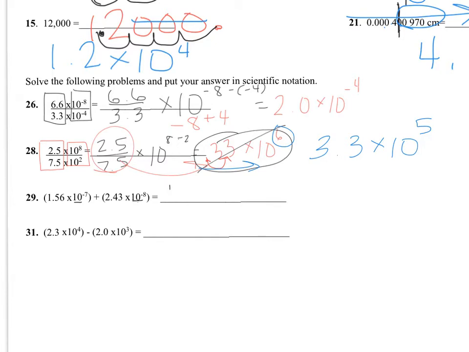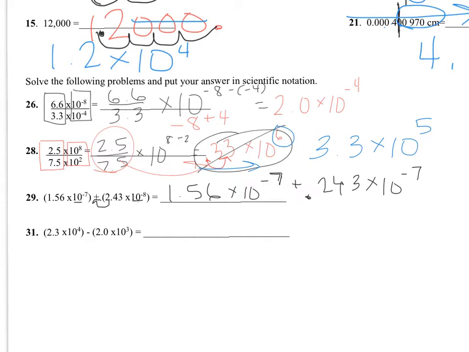So we'll have 1.56 times 10 to the negative 7, plus, and we want this number to be a higher number. We want it to go up from negative 8 to negative 7, and so we take our decimal point and move it to the left. So it's plus 0.243 times 10 to the negative 7.